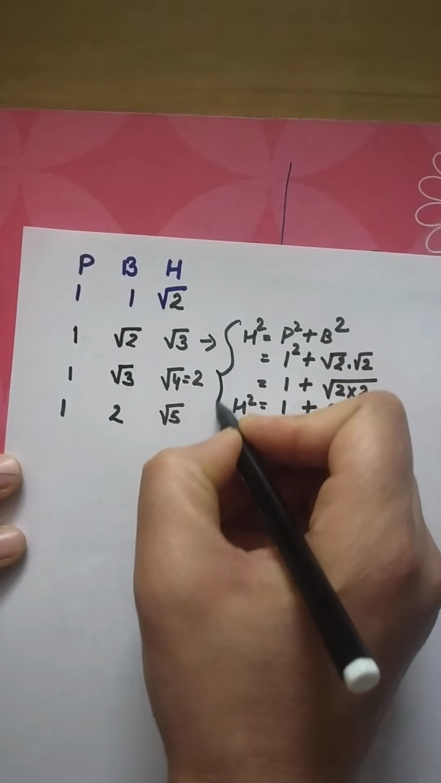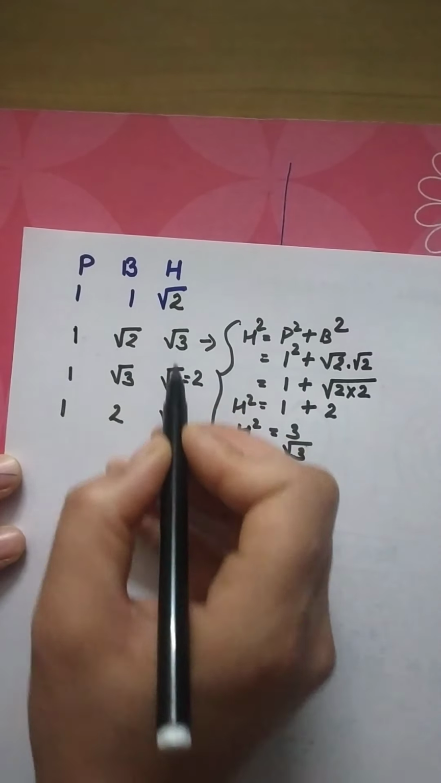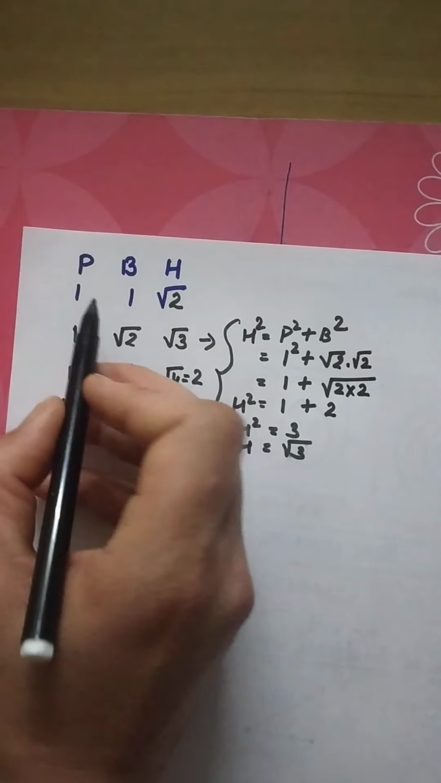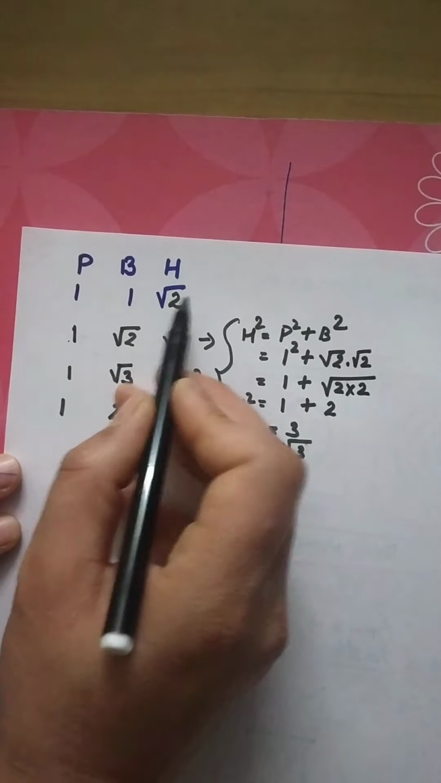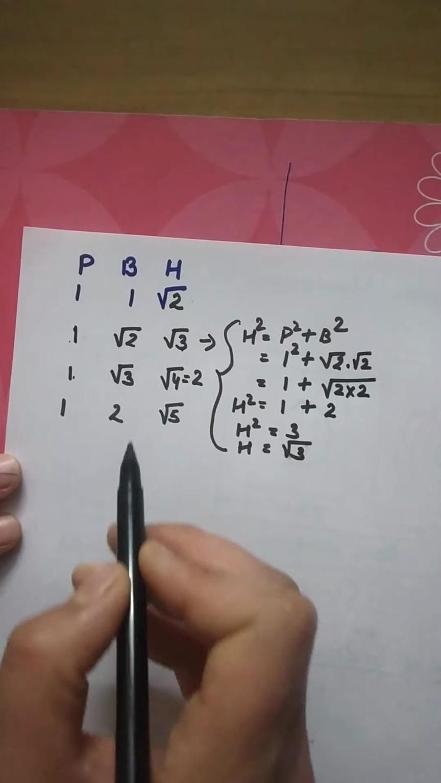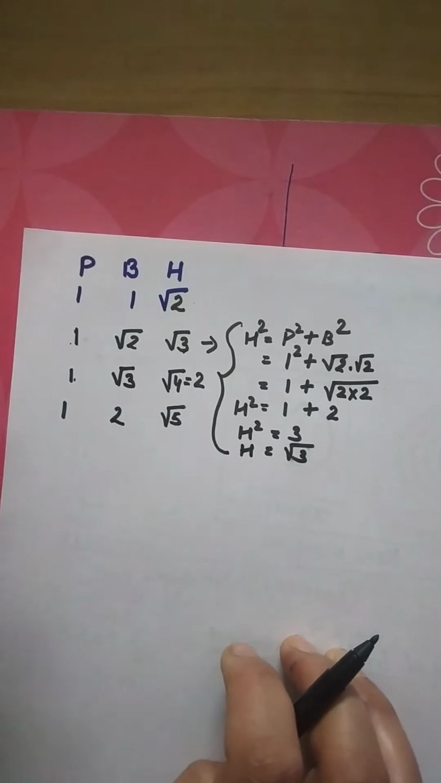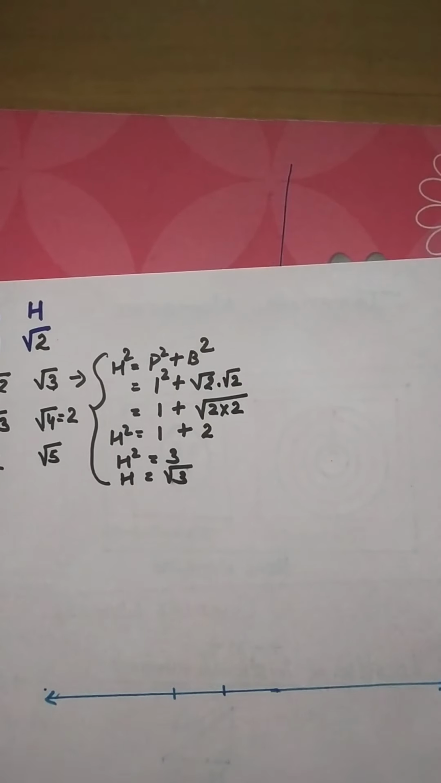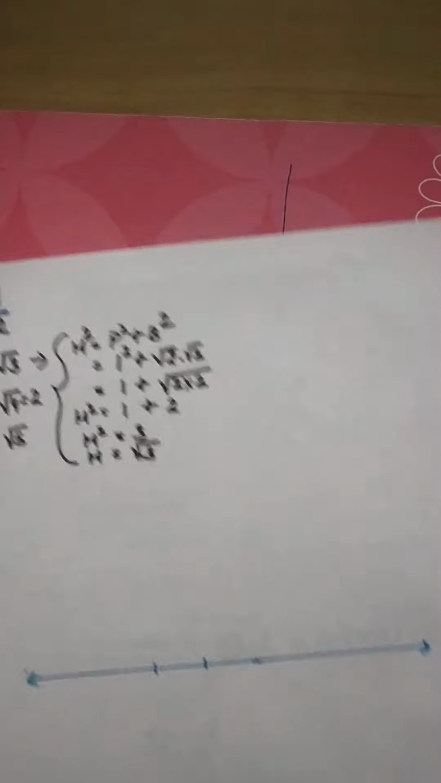So verify. In a similar way, there is a pattern now. 1 and 1 gives you root 2, 1 and root 2 gives you root 3, 1 and root 3, and so on. There is a pattern. So this is one method. You may develop your own techniques. Okay? Now you'll try it out.